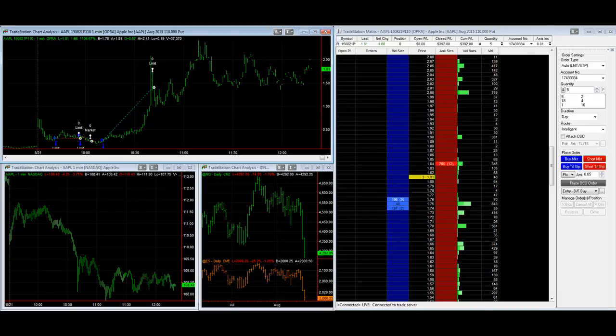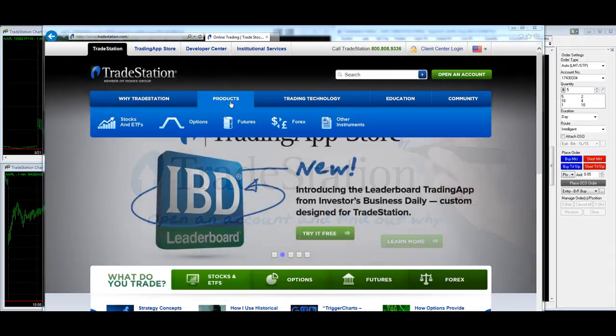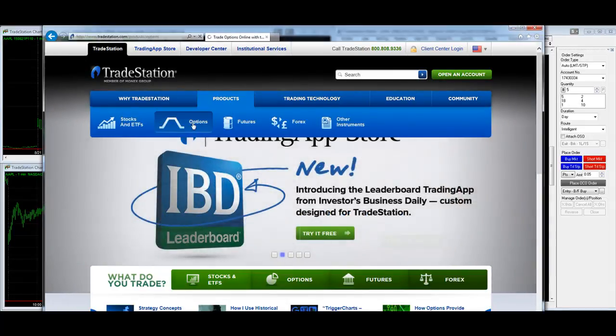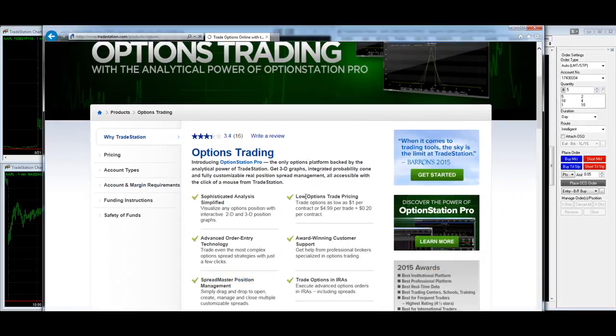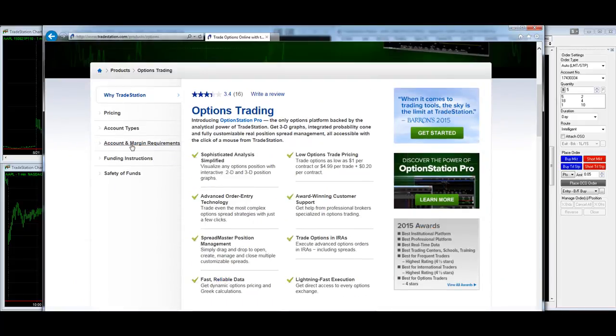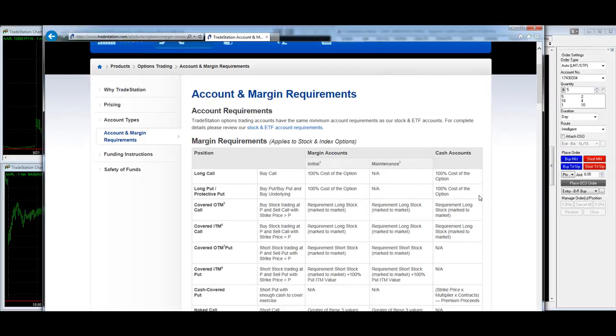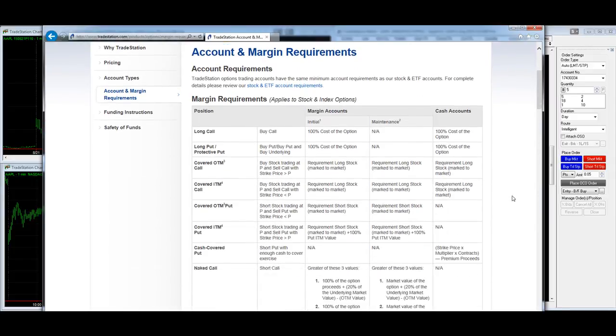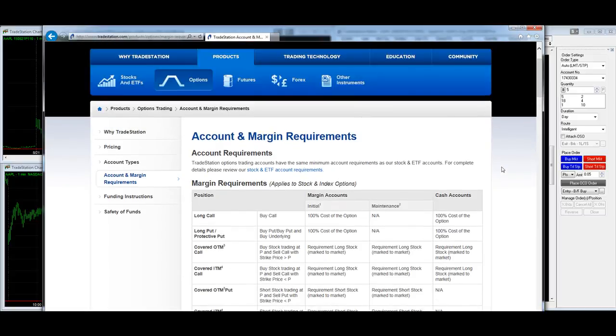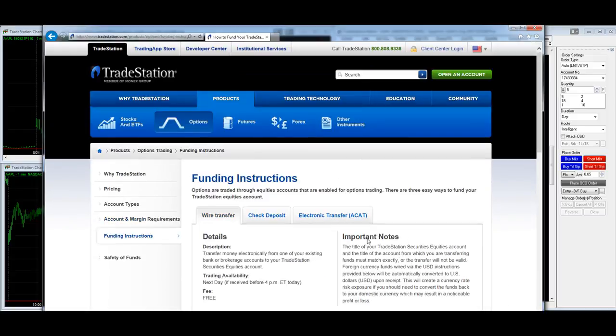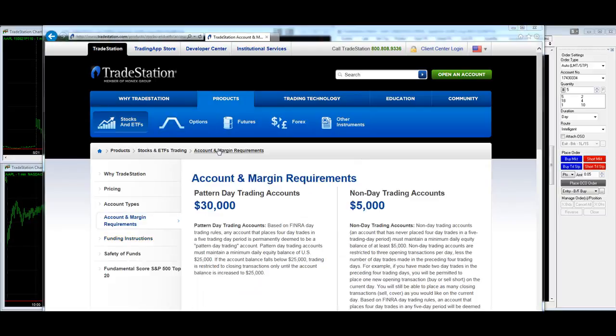Pull up TradeStation here. If you go to tradestation.com and you click on products and you click on options, you can learn more about options trading, account and margin requirements. You can see all of this right here. If you just want to buy and sell calls and puts, you can do that. The minimum account size is only $5,000, and you've seen the day trade rules. If you go to stocks and ETFs and account and margin requirements, non-day trading accounts are $5,000. Pattern day trading accounts are $30,000.